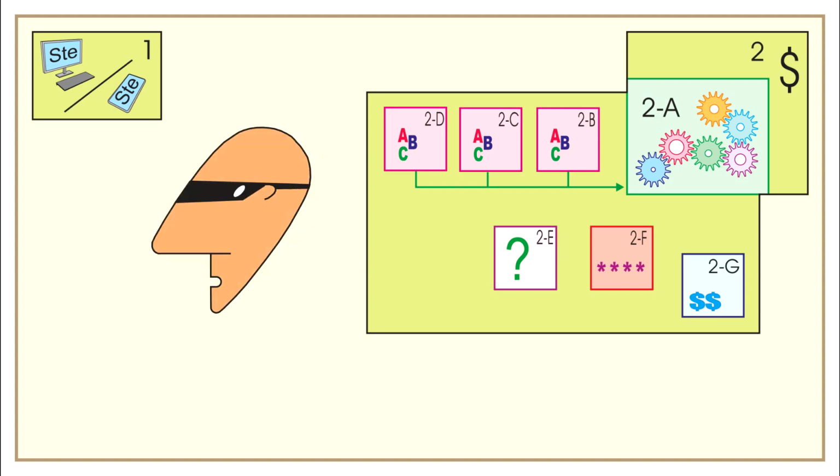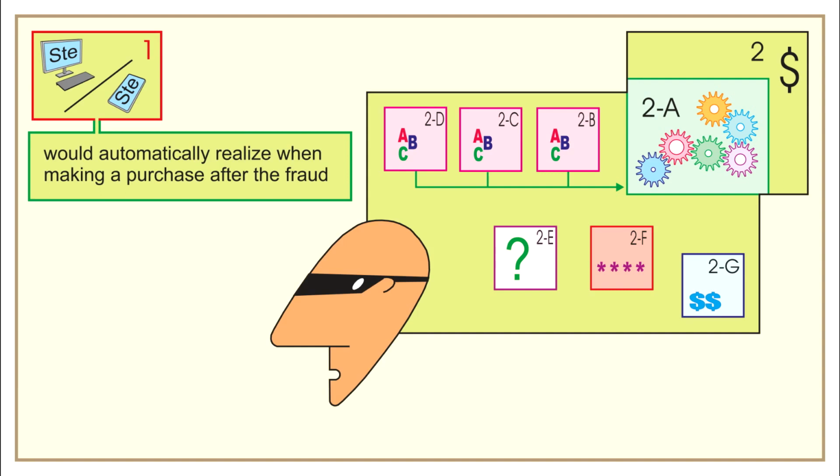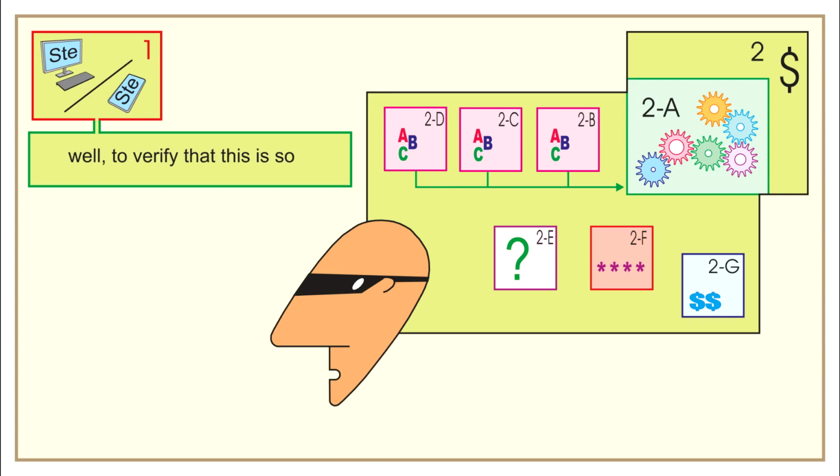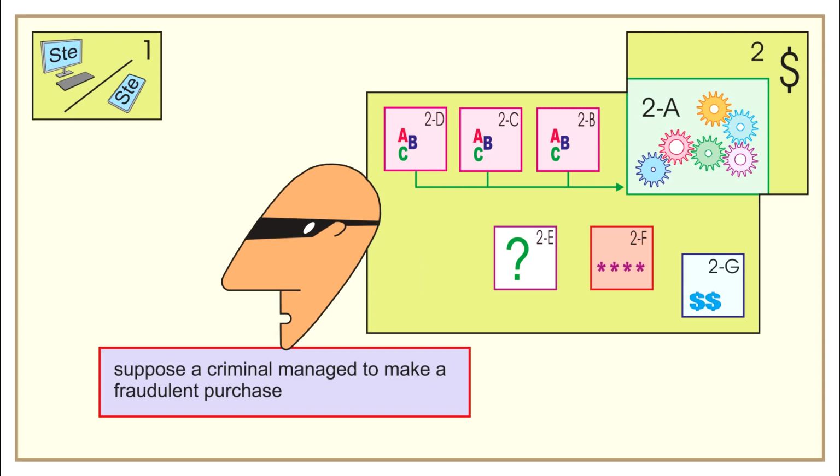However, as stated at the beginning of this section, in the hypothetical case that someone had managed to make a fraudulent payment, the buyer-payer would automatically realize when making a purchase after the fraud. Well, to verify that this is so, suppose a criminal managed to make a fraudulent purchase.